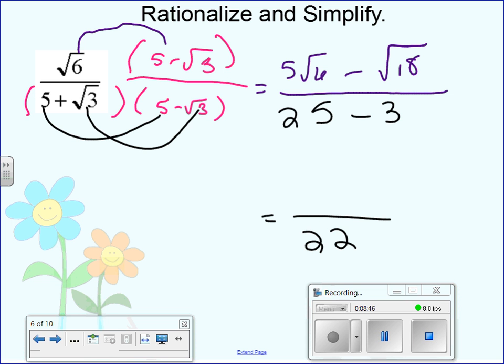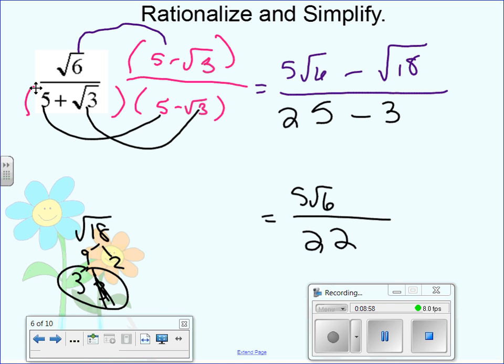My numerator, that 5 radical 6, he's fine. But let's take that radical 18 and see if we can write it a little bit more simplified. It's 9 times 2 and 3 times 3. So we can definitely get someone out of jail. So 3 out front, 2 in jail. A negative sign here. 3 out front, 2 in jail.